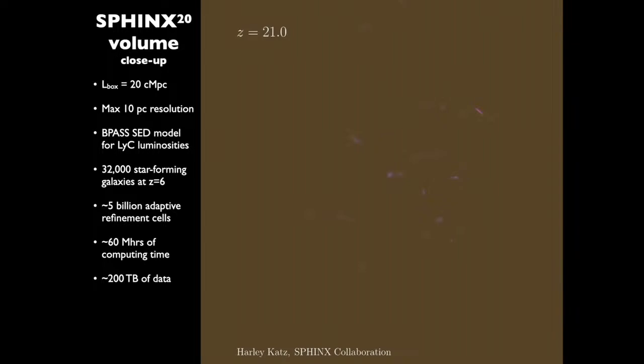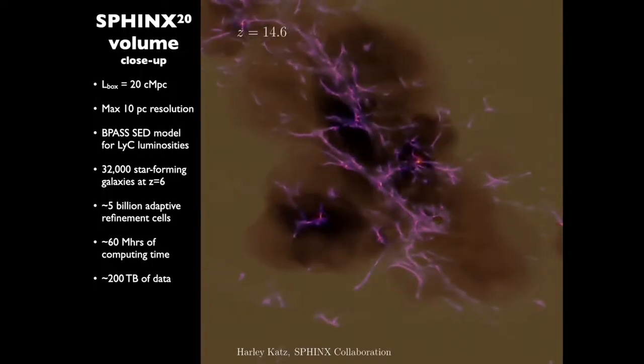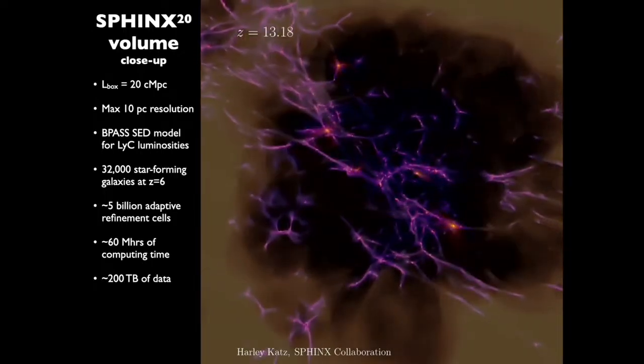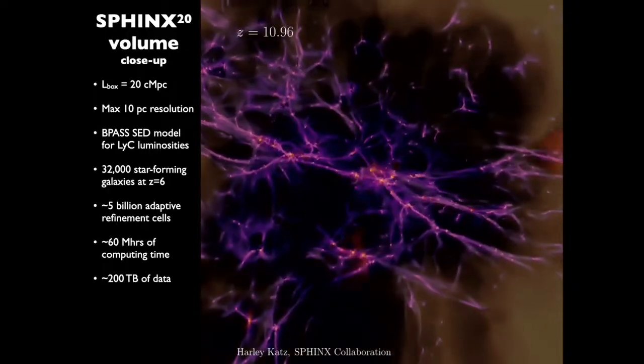Here, I want to focus in on one of the environments in the Sphinx simulation, just to show you how the radiation is produced and escapes from those galaxies. What you see here in pink is the gas. And you see these flashes of yellow or red, which are creating these ionization bubbles, and the gas is becoming ionized.